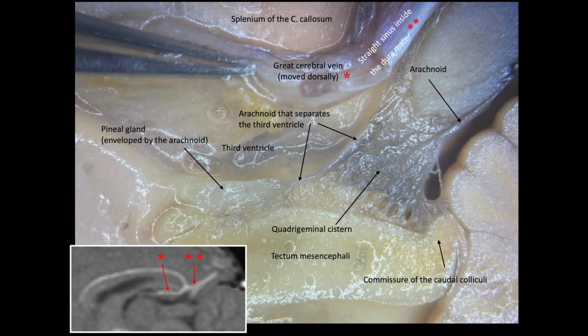On the image on the bottom left, you can identify with one asterisk the great cerebral vein of Galen, that is joined by the vein of the corpus callosum, and together, on top of the tectum mesencephali, they are going to form the straight sinus.